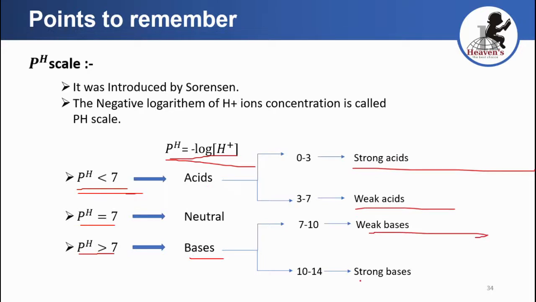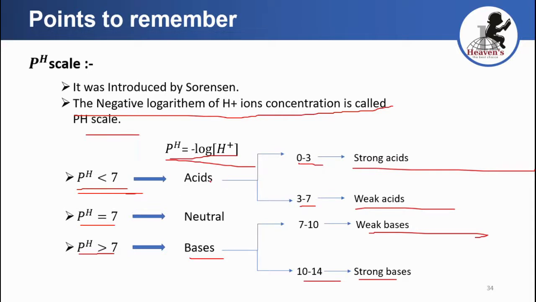So the pH value of strong acids varies between 0 to 3, and weak acids have a pH value of 3 to 7. If we have exactly 7, it is neutral or salt. If the pH value varies between 7 to 10, it is weakly basic in nature. And if the pH value varies from 10 to 14, it is strongly basic. So now, what is the pH scale? The negative logarithm of H plus ion concentration is called the pH scale.